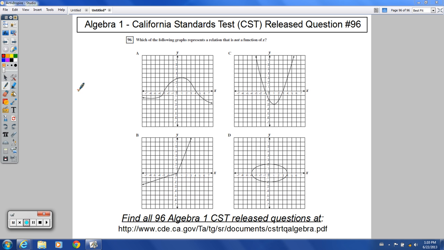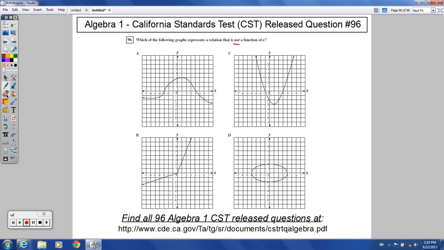Last one, number 96 for the Algebra 1 CST released questions. It says, which of the following graphs represents a relation that is not a function of x? Saying a function of x just means that it has to pass the vertical line test along the x-axis.